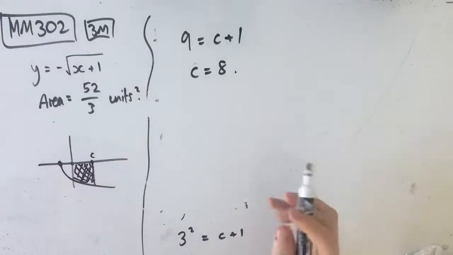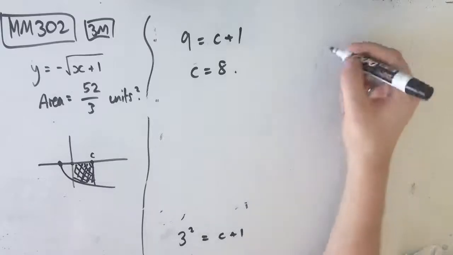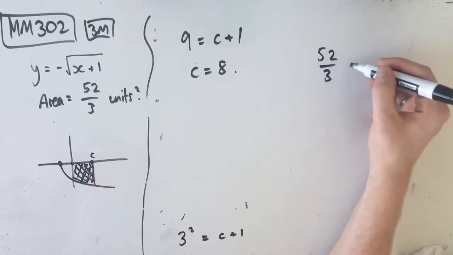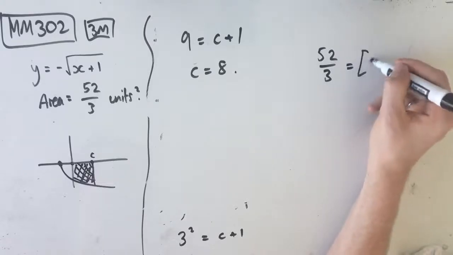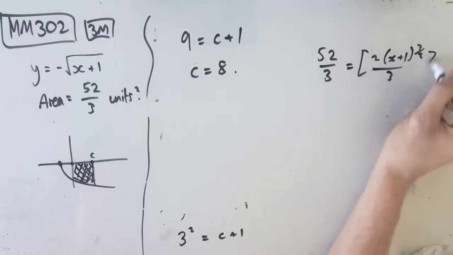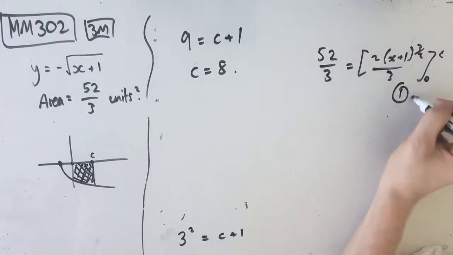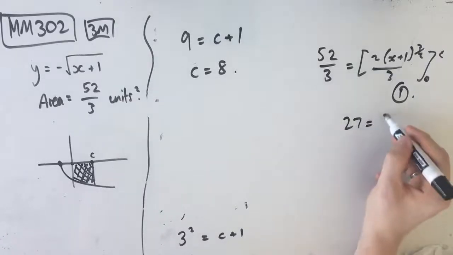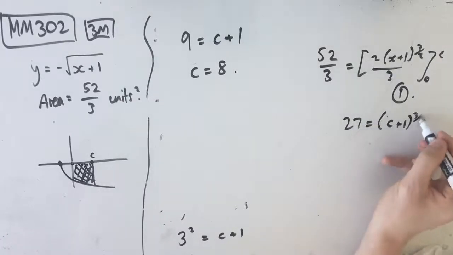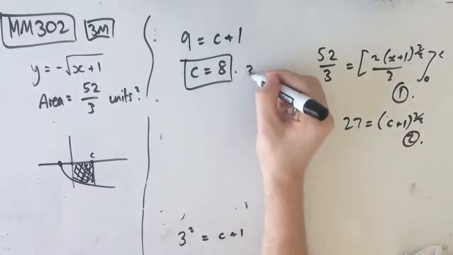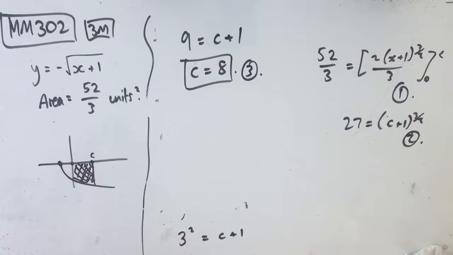Now, I wasn't showing the marks as I went through then, so my apologies. The first mark comes after we've evaluated the integral. So after we evaluate the integral, our step where we had 52 on 3 equals 2 times x plus 1 to the 3 on 2 over 3, from 0 to c, that's our first mark there. And then our second mark comes when we have our 27 equals c plus 1 to the power of 3 on 2. Around there. That's our second mark. And then our third mark is when we write down our final answer, c equals 8.